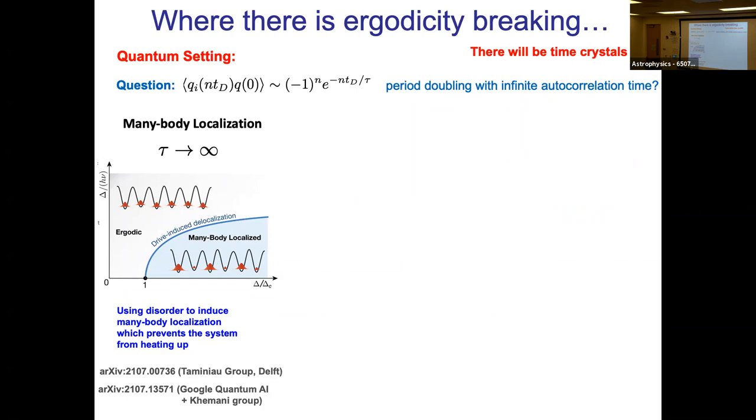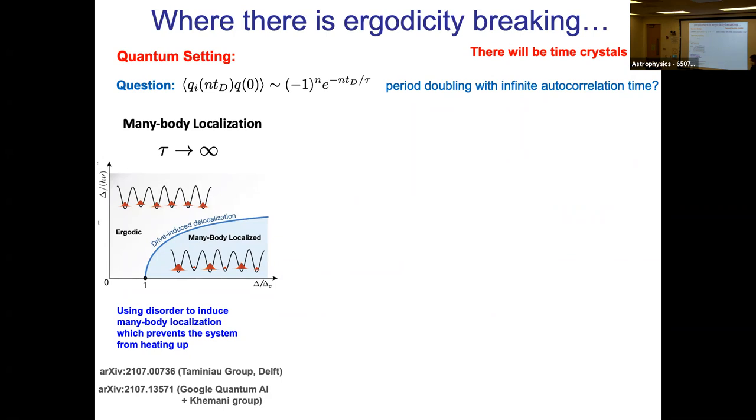So okay, let's zoom into the particular quantum setting. Let's think about a quantum many-body system. I just want to walk us through a couple of examples of ways to break periodicity. These are, I think, modern ideas in some sense. One of the most well known is an idea called many-body localization.